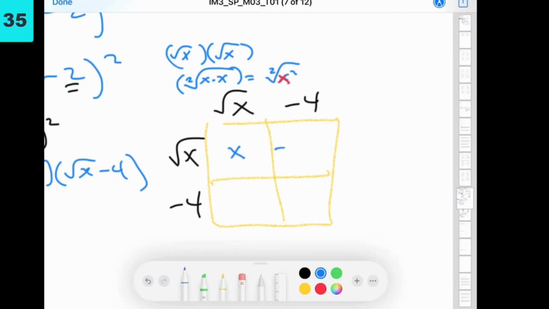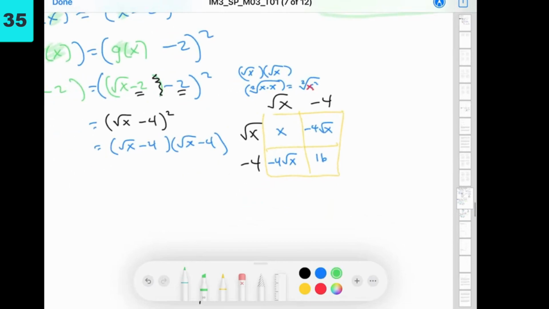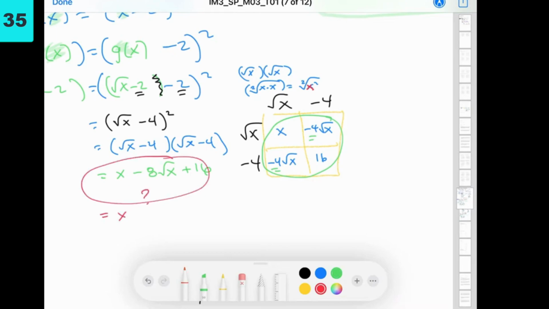Negative 4 times square root of x is negative 4 square root of x. Negative 4 times square root of x is negative 4. It's multiplication, but they put the number in front. And negative 4 times negative 4 is 16. So here, we would get x, negative 4 and negative 4 is negative 8, square root of x plus 16. Okay, question. Is this equal to x? The answer is no. So you can just stop there.